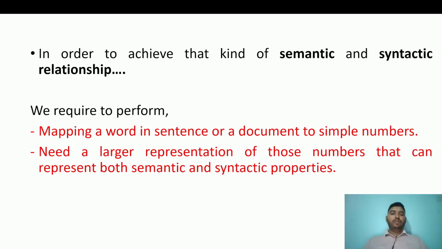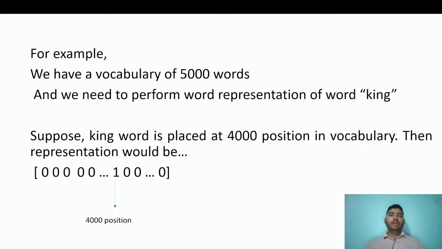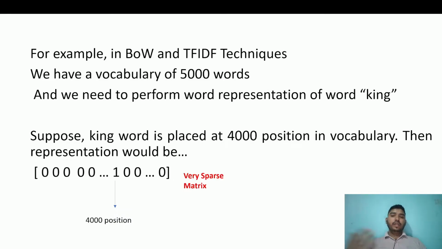So let's understand what this second statement tells us. For example, we have a vocabulary of 5,000 words and we need to perform word representation of the word king. Here the word king is placed at position 4,000 in the vocabulary. Then our representation would be 0, 0, 0, 0, and only at position 4,000 we have a 1, and at the rest of the positions we have a 0. So obviously it is a very sparse matrix, and highly inefficient.